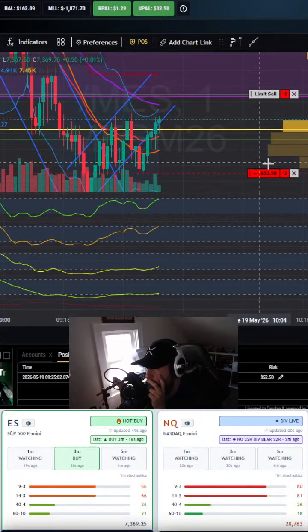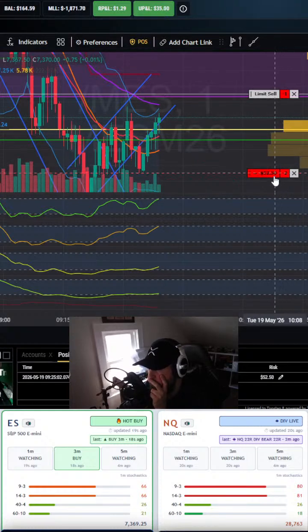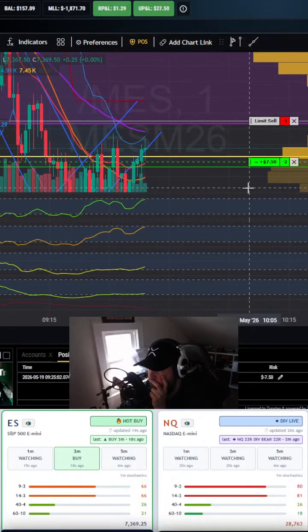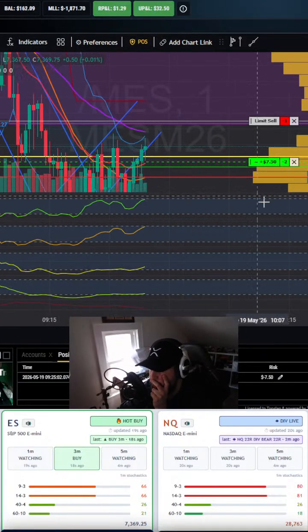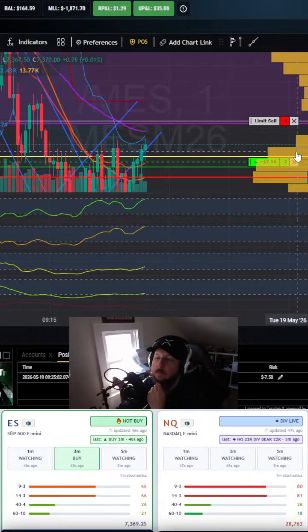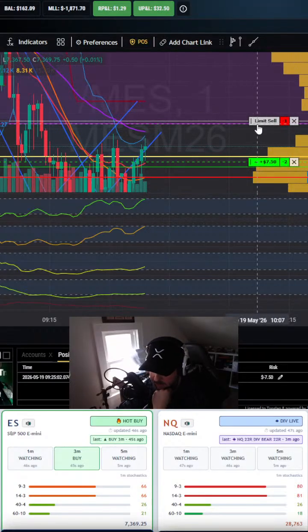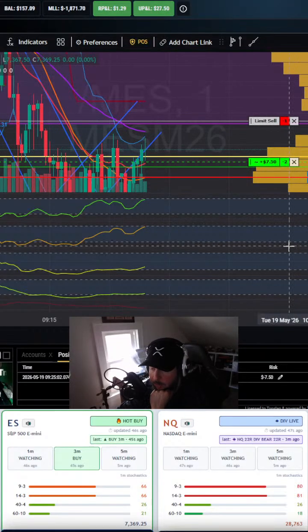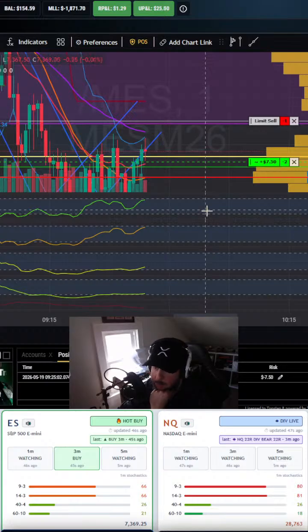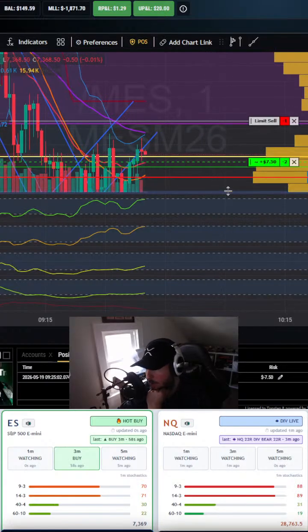I've already moved my stop up once, and I really am considering moving it to break even because I don't like how choppy we are. Okay, I'm going to move it a little bit higher than break even, just under the bottom of that wick. And our first take profit here is going to be $45 of profit. We might stop out. I'll be okay with that.